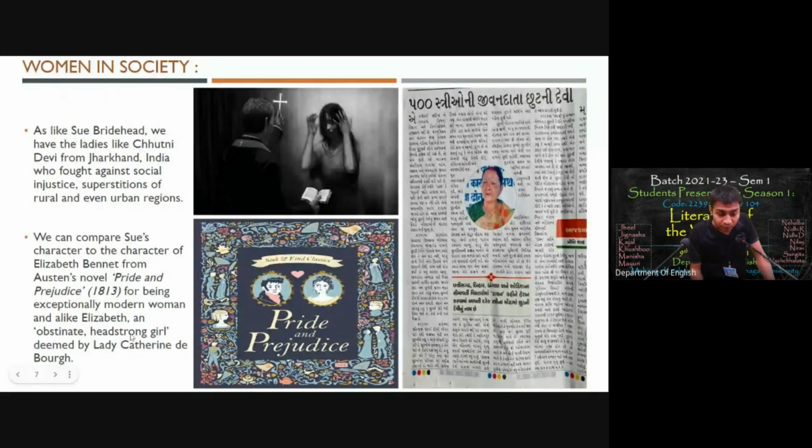Elizabeth is exceptionally modern, an obstinate, headstrong girl, as deemed by Lady Catherine de Bourgh. Lady Catherine scolded that you should not allow my nephew to marry you or accept you. That is why she tells her you are an obstinate, headstrong girl, because you reject her as an authoritative person. Okay, so here I have taken this from Gujarat.